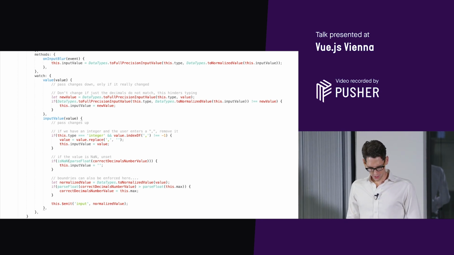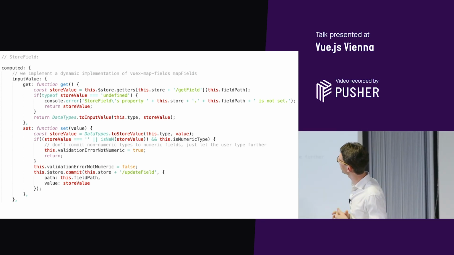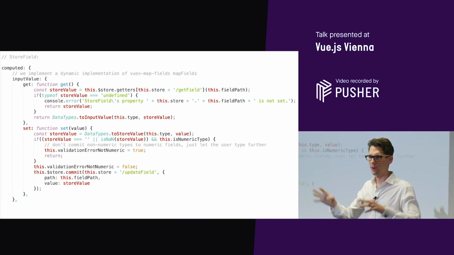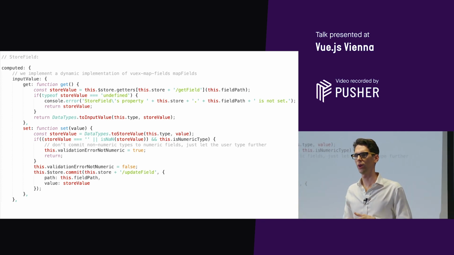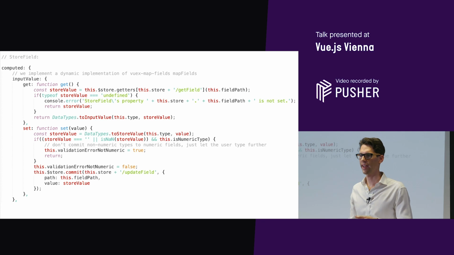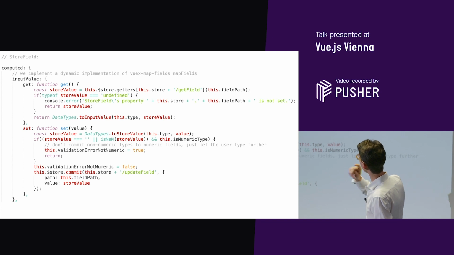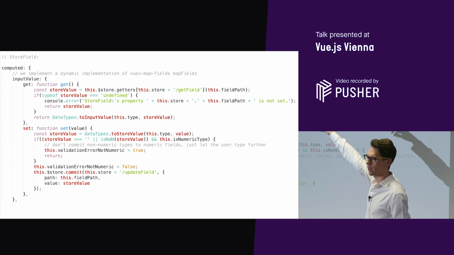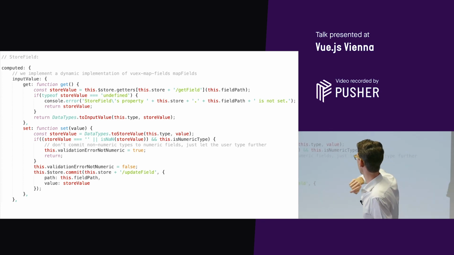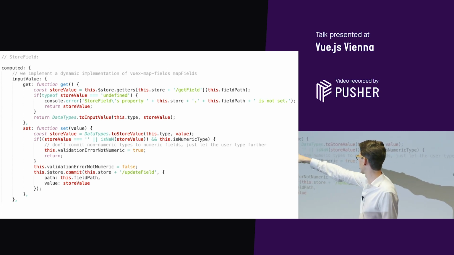All right, so that was a lot, but that was the hard part. And then there comes a simpler part, which is now that we have, for example, a numeric value, we can make a store field which encapsulates not only this handling, but also saving to Vuex. And what I'm doing here is this implementation is almost exactly the same as the normal map fields. The only thing which I'm changing here is I'm saying, hey, if this is not a valid number, don't save it to Vuex.